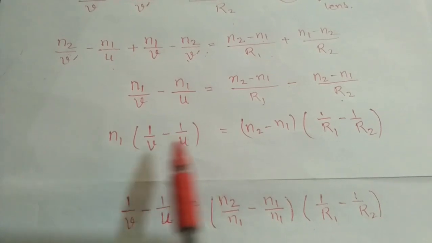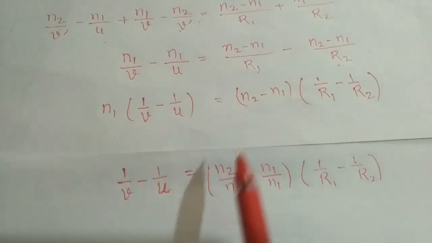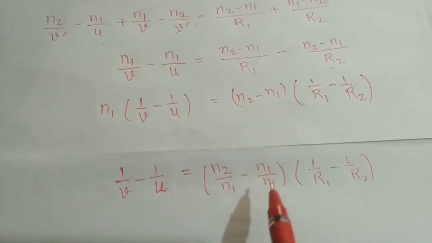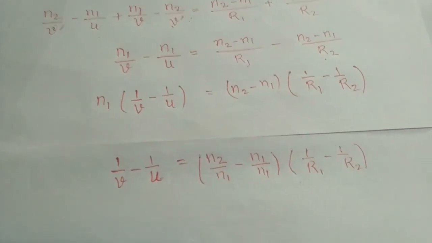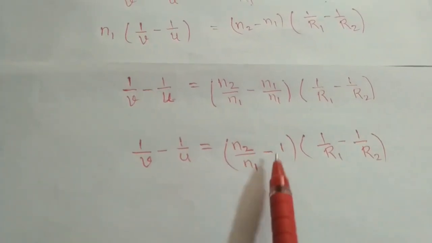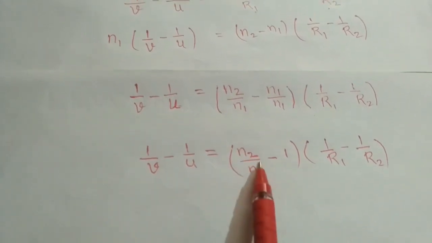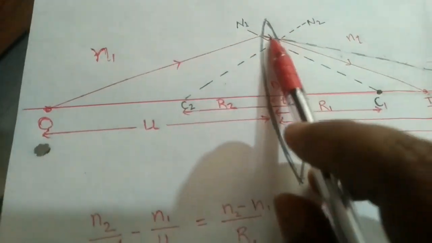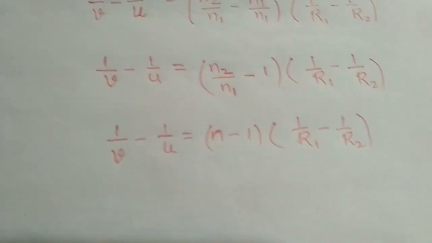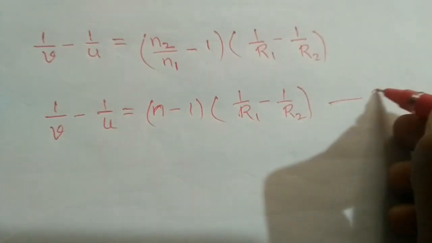Now take this N1 on that side. On taking N1 to the other side, 1 by V minus 1 by U, I have divided by N1 in both the parts. So N2 by N1 minus N1 by N1. N1 by N1 will become 1. What remaining? N2 by N1 minus 1. N2 by N1, the refractive index of the second medium upon the first medium, is just the refractive index of this medium, meaning of this lens. So we can write here only n. Now, let this equation be 3.